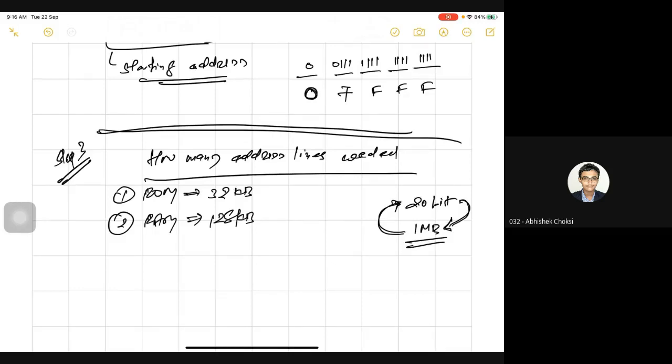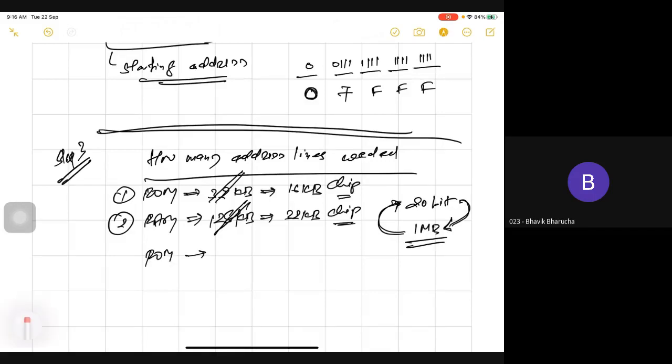Okay, but we need to give the address bus to the chip, not to the total memory. And our chip size is 16 KB in ROM and 32 KB in RAM. So we don't need to consider the total. We need to consider the individual chip, because we need to provide the address bus to the individual chip. So we need a 16 KB chip and a 32 KB chip, right? So for ROM, how many address lines are needed? 16 KB: the normal formula 2 raised to 4 into 2 raised to 10 is equal to 2 raised to 14. That means 14 address lines are needed, right?